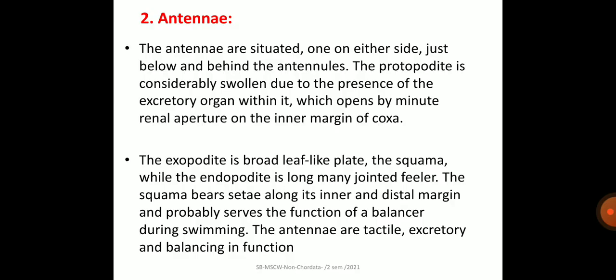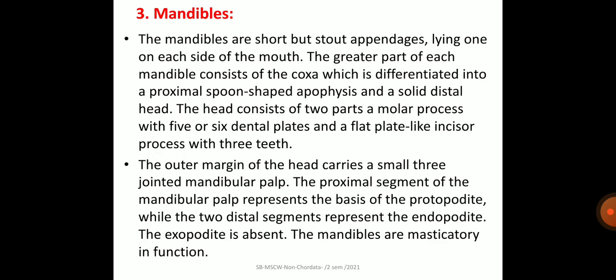So, about the antennae, I have already given you the information. Then these are the mandibles. The mandibles are short but stout appendages lying one on each side of the mouth. The greater part of each mandible consists of coxa, which is differentiated into a proximal spoon-shaped apophysis and a solid distal head. The head consists of two parts, a molar process with 5 or 6 dental plates and a flat plate-like incisor process with 3 teeth.